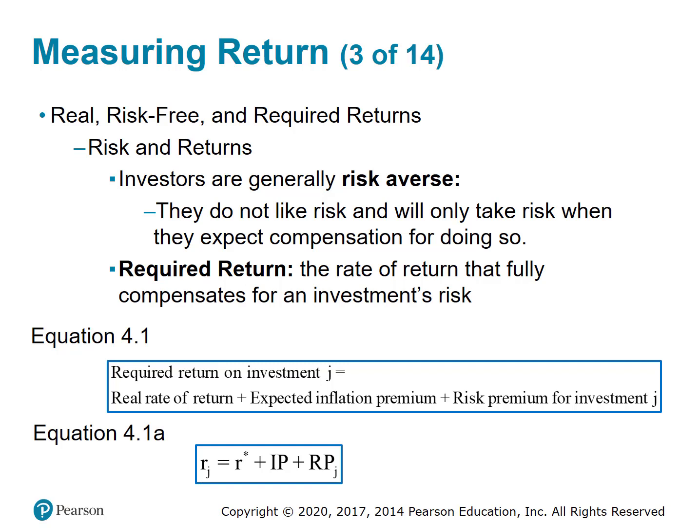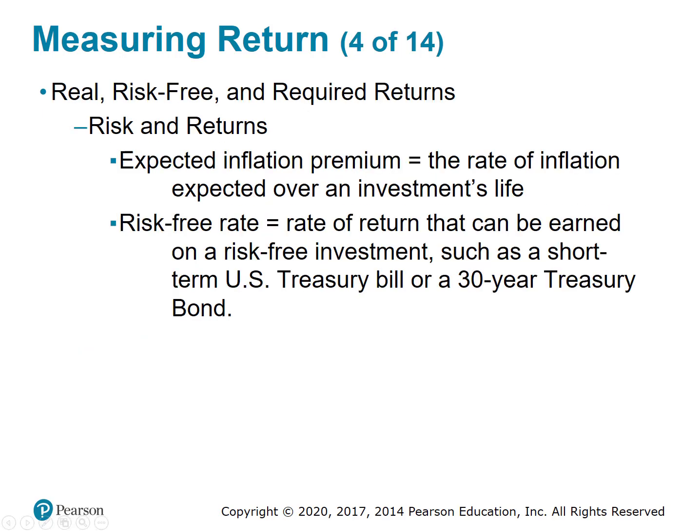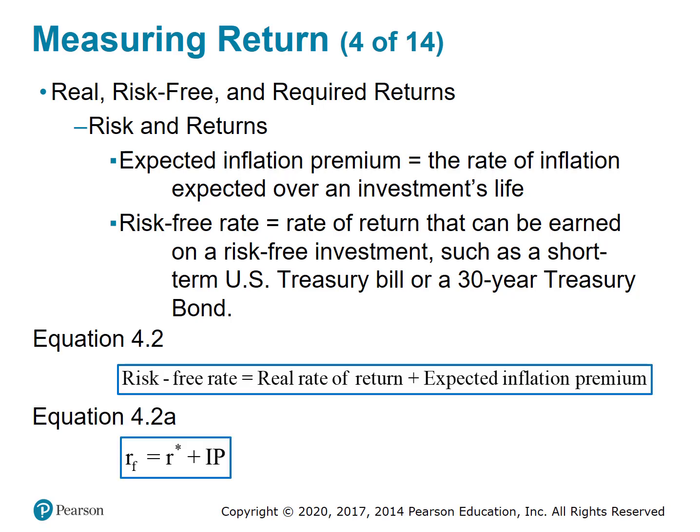Required return is equal to the real return, the risk-free rate, plus the expected inflation premium, plus a risk premium. The nominal risk-free rate is a riskless rate that we can observe, such as the return on a treasury bill or a treasury bond. The real risk-free rate is unobservable. The expected inflation premium is exactly what it says, what we expect inflation to be over the investment's life. These equations reflect that. There's your expected inflation premium. The nominal risk-free rate is the real rate plus the expected inflation premium.